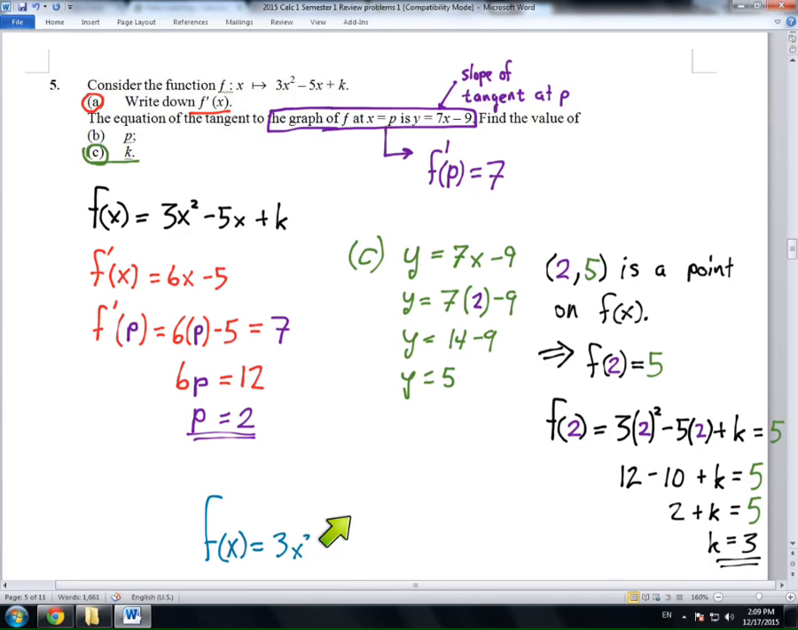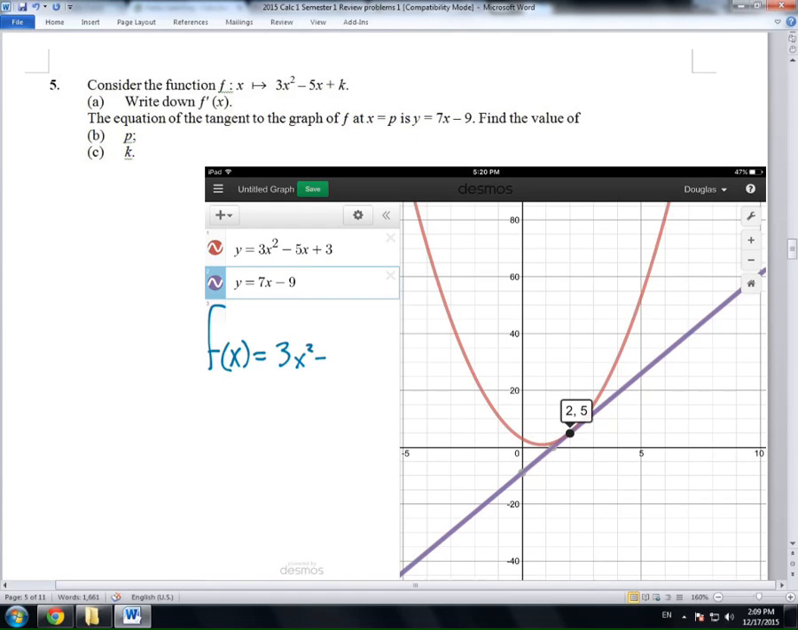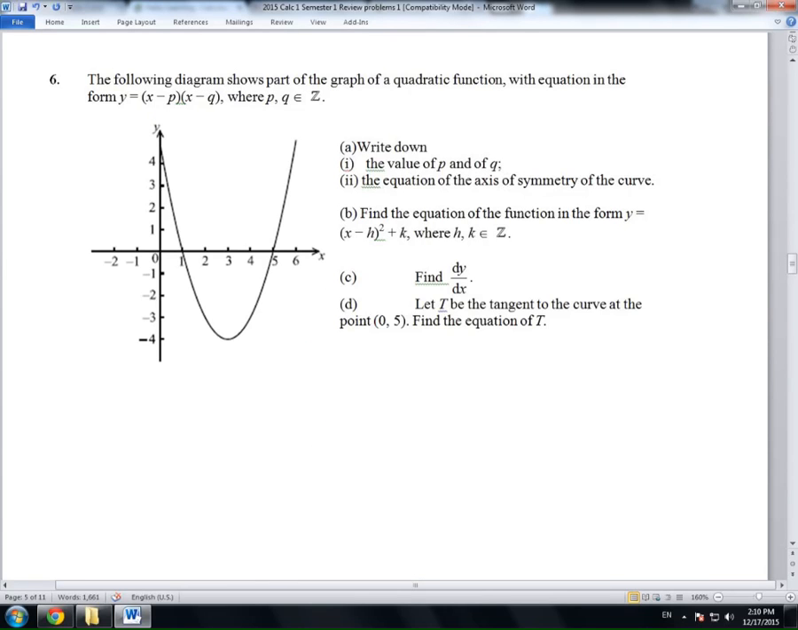To verify that all this is true, I have the function f of x equals 3x squared minus 5x plus 3. P is 2, the k was 3, so that completes my quadratic function. I put this into Desmos, verify this is the quadratic function that I was supposed to be generating when k is equal to 3, and at the point 2, 5, the line 7x minus 9 does indeed go tangent to that function. So, all these criteria are met, I have the right answer for sure.